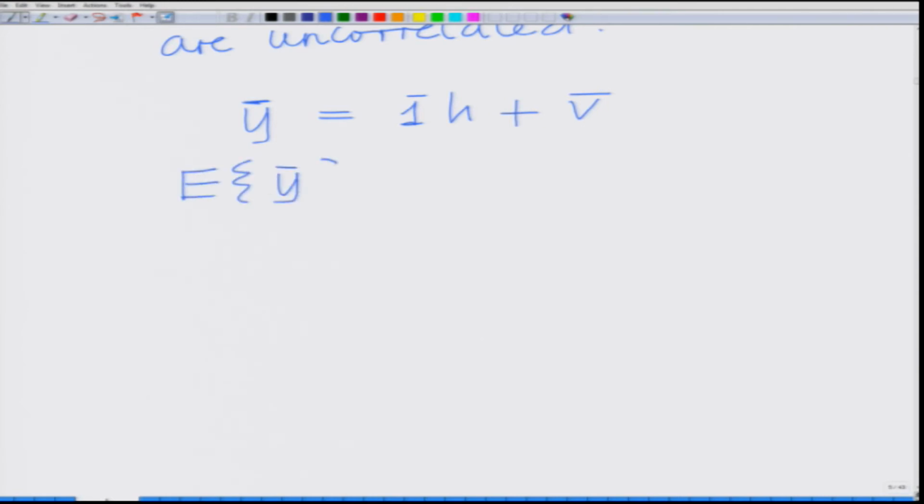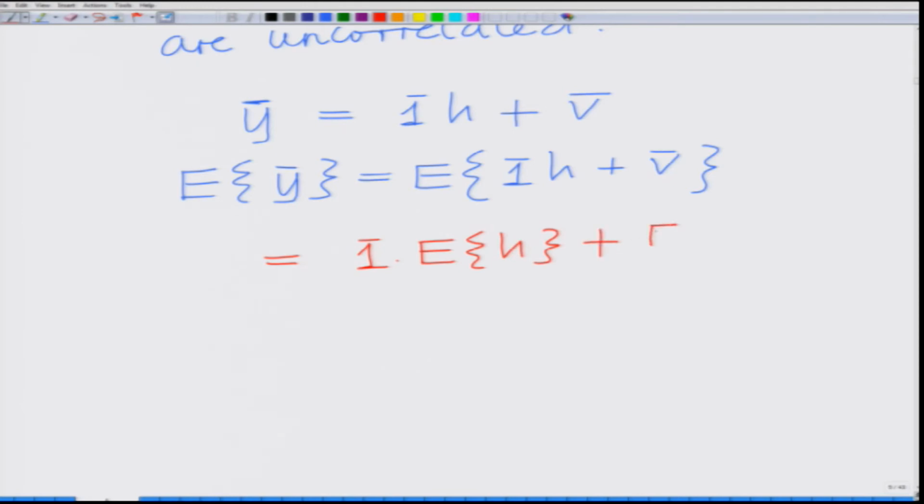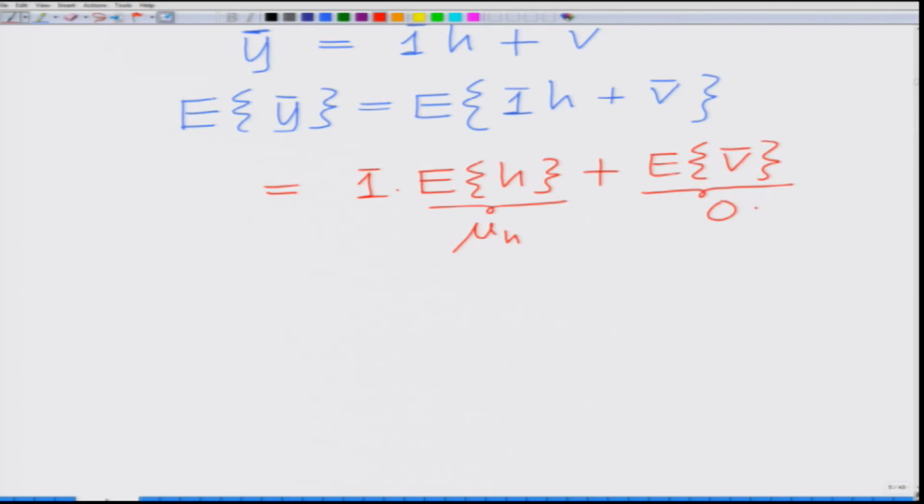I can calculate the expected value of y bar as the expected value of 1 bar h plus v bar. Of course, 1 bar is a constant, so this is 1 bar times the expected value of the parameter h plus the expected value of v bar. The expected value of h is mu h, and the expected value of v bar is 0, because the mean of each noise element is 0. So, it follows that the expected value of y bar equals 1 bar times mu h. The mean of the observation vector equals 1 bar times mu h.